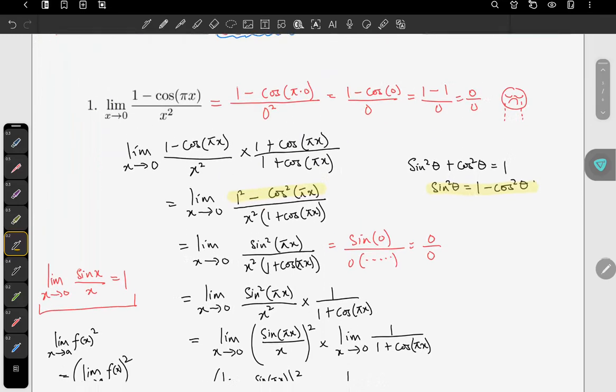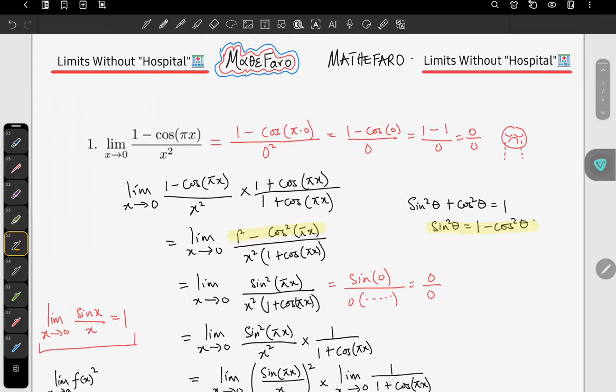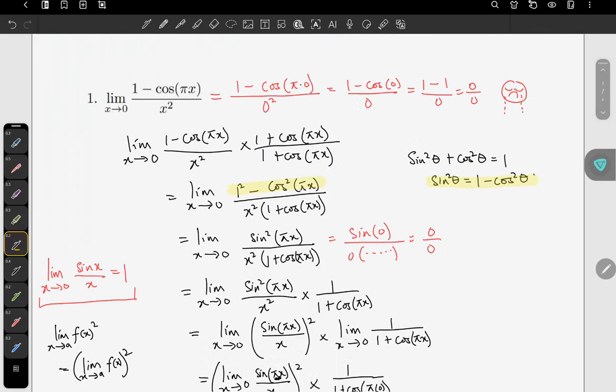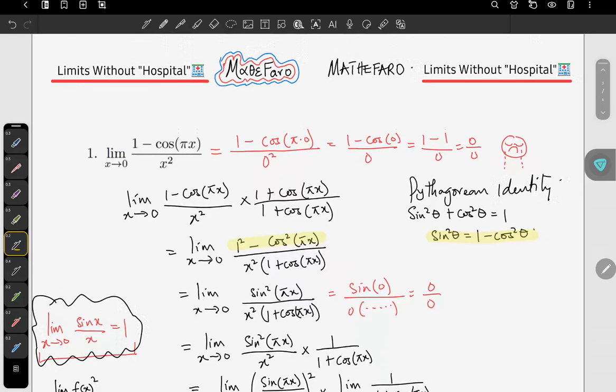So the idea here is to multiply by the conjugate of the trigonometric function that we have there. So we multiply both the numerator and the denominator by 1 plus cosine of pi x, and the only big identity we use there is the Pythagorean identity, and we also use the basic fact that the limit of sine x over x as x goes to 0 is equal to 1. So that is our first question done.